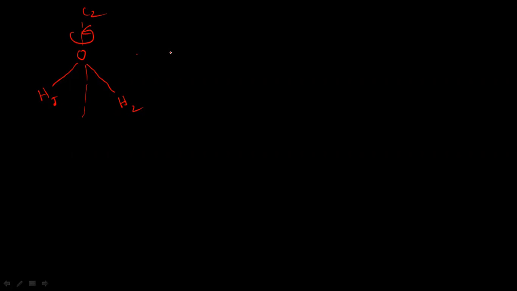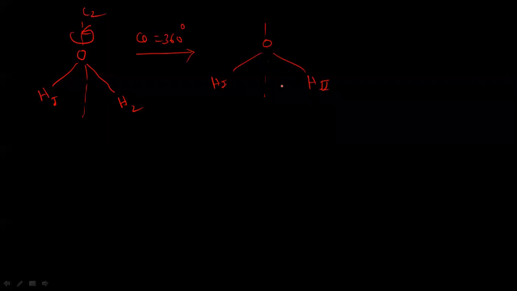Now when we are rotating the water molecule, theta equal to 360 degree, 2 times rotation, then we are getting the same configuration, same to same. Hydrogen 1 will be here and hydrogen 2 will be here. So first and second are both the same. This is called identity.